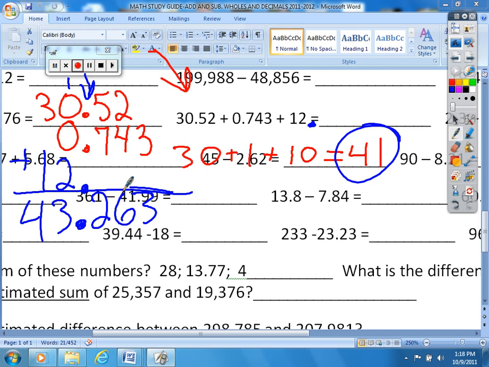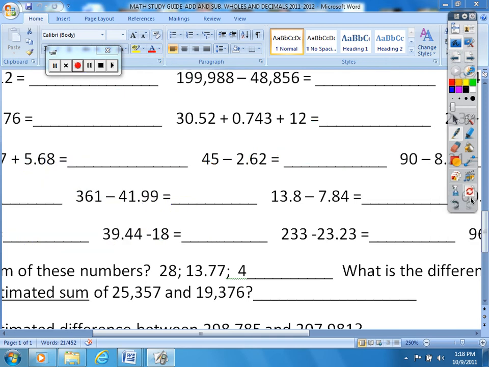If you catch me making a mistake, once again, pardon me, because I usually do these on Sunday. And I try not to make them too long, so if I make a mistake, please forgive me. All right, here's my estimate, 41. Here's my exact 43.2 and 263 thousandths. So that's reasonable. All right, let me do another one.